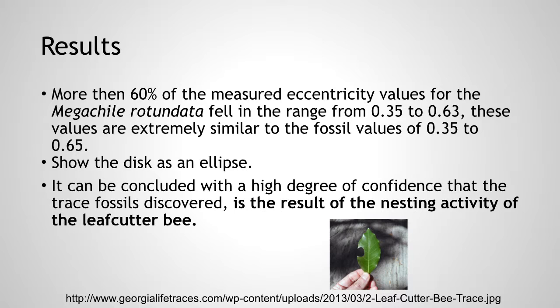These values show that the discs found in the trace fossil are more like an ellipse than a circle. Eccentricity values between 0 and 1 indicate an ellipse, while if they were equal to 0, it would be a circle, or above 1, it would be some other shape like a parabola or a line. So because of how close these found values were to the previously accepted ones, it's with a high degree of confidence that we can say that the trace fossil found is the result of nesting activity of the leafcutter bee.